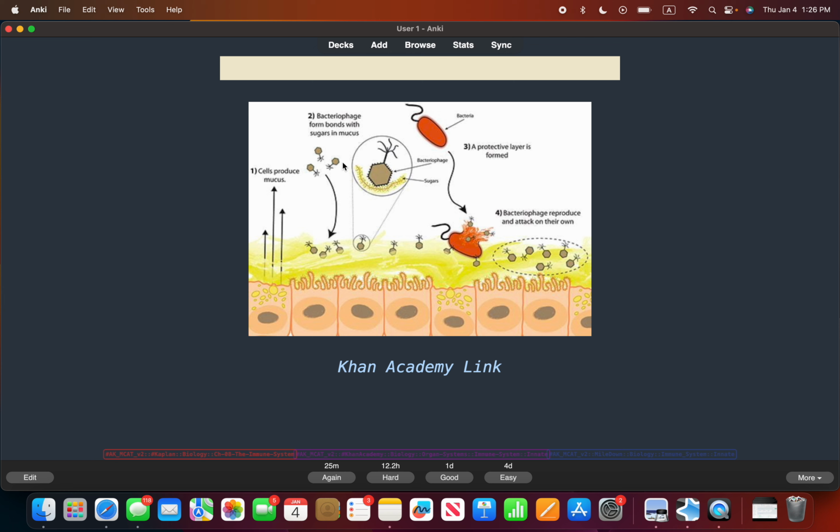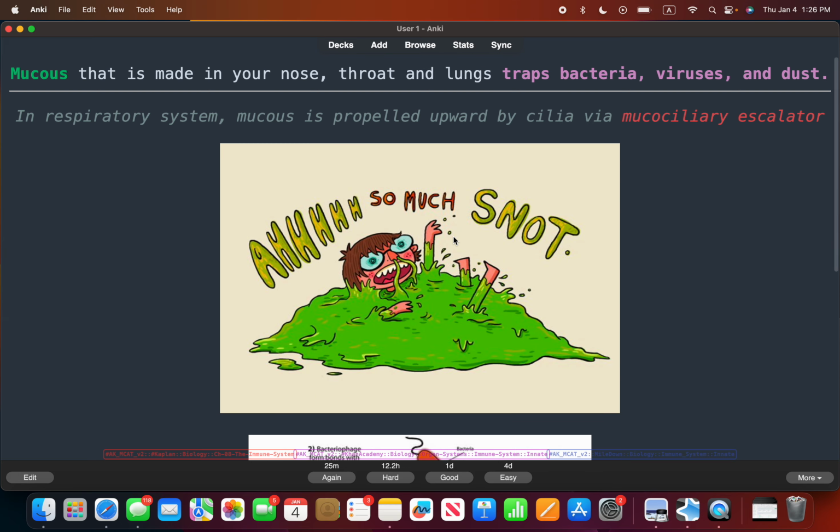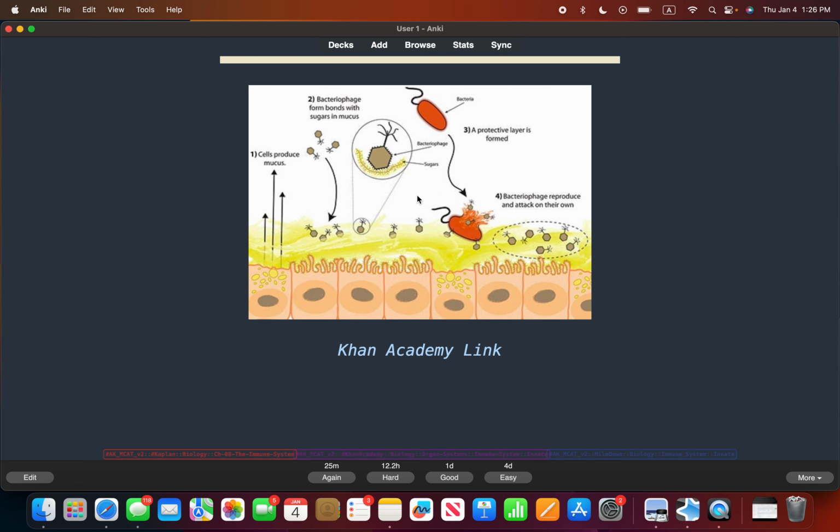Then the bacteriophage form bonds with sugars in mucus, and then a protective layer is formed, and then bacteriophage reproduce and attack on their own. So that is the scenario here.